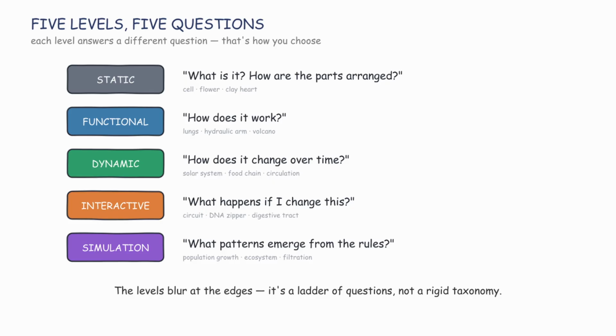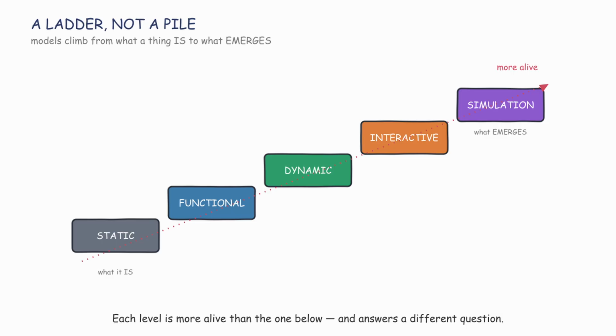Teachers often think all models are alike. A model is just a model. They are not. They form a ladder, and each level is more alive than the one below it. At the very bottom, a model just shows you what something is. Climb a level and it works. Climb again and it changes over time. Higher still, you can change it, and at the top, it runs by its own rules and shows you a pattern you did not expect.